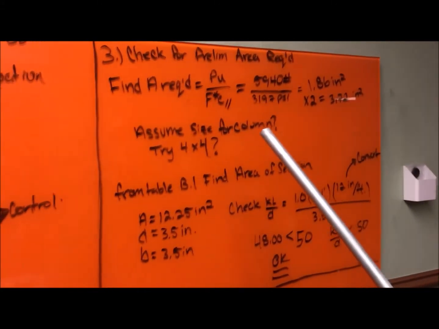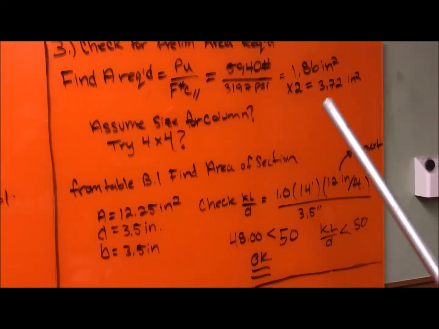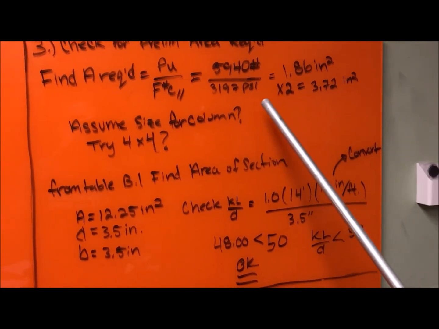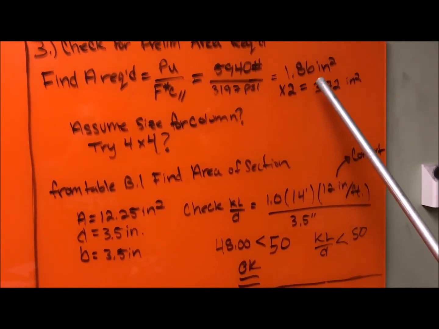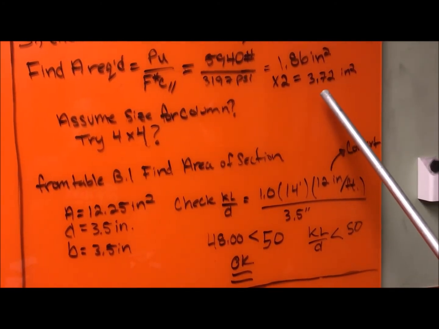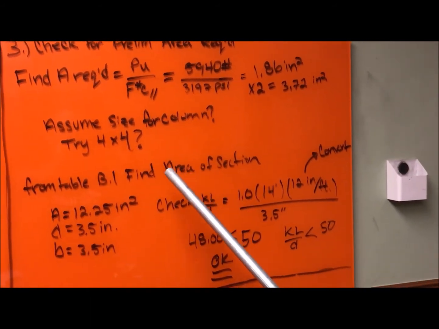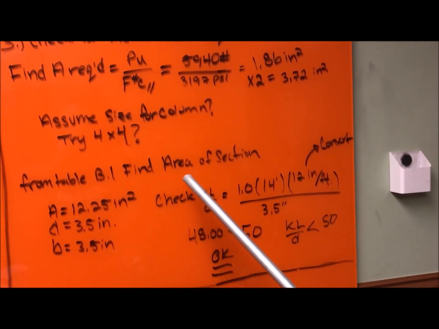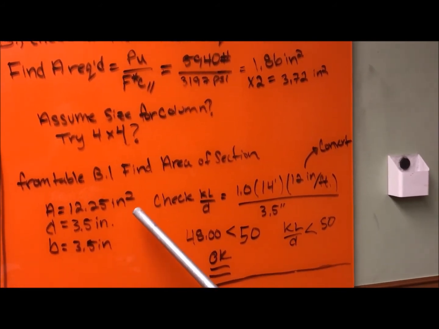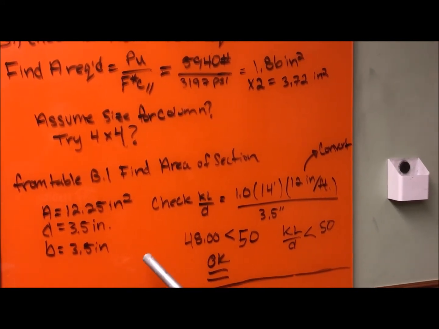Next, we'll find the area required using the formula PU over F star C parallel. That equals 5940 pounds over 3197 psi, which gave us 1.86 inches squared. We multiply it as a rule of thumb to get 3.72 inches squared. Next, we'll assume the size for the column is a 4x4, and from table B.1 we'll find the area of a section. The area is 12.25 inches squared, with the dressed size being a 3.5 by 3.5 inch column.